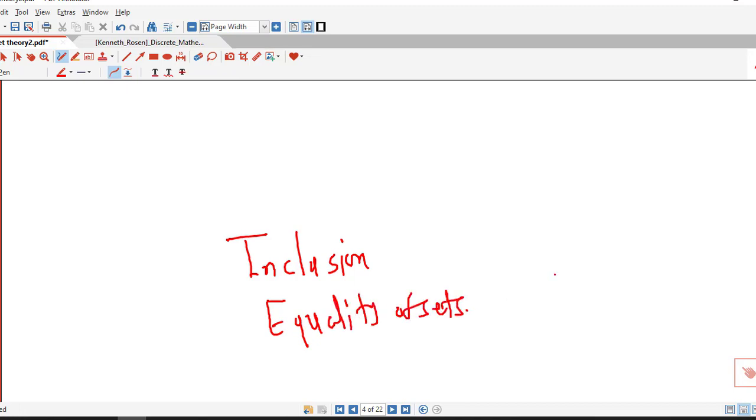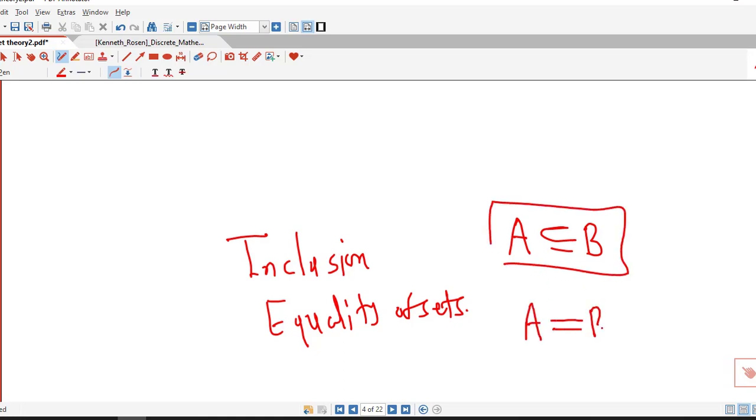So in this lecture we have discussed about inclusion and equality of sets. So this was very easy concept. Inclusion means every element of A is an element of B, that is A is a subset of B. And equality means A equal to B if and only if A and B are subsets of each other.